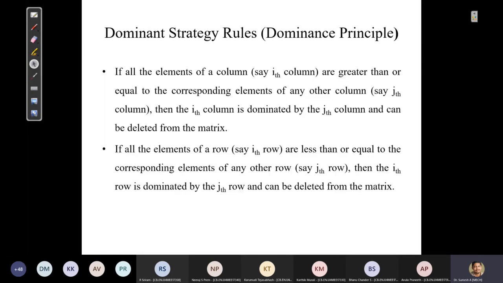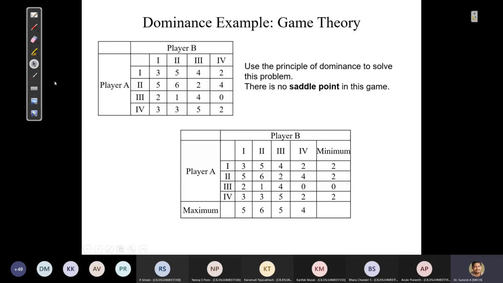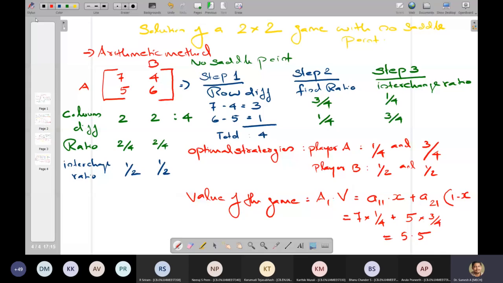If all the elements of a row, say the ith row, are less than or equal to the corresponding elements of any other row, say the jth row, then the ith row is dominated by the jth row and can be deleted from the matrix. So this is the basic idea of applying the dominance rule. We will solve a problem, then I will come to the presentation part later.